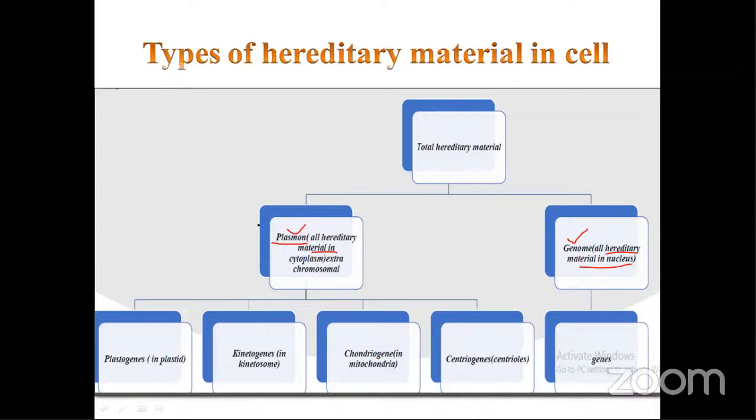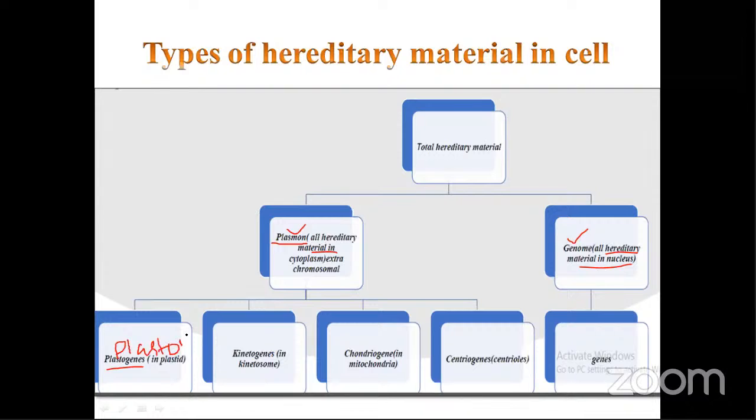In cytoplasmic inheritance, based on which organelle is involved in a particular inheritance pattern, they have given different terms. Whichever organelle has the particular DNA, based on the location of that DNA, we call it chondriosome, chondrion, or plastone. So here they have given plastogenes, which is also called plastone.